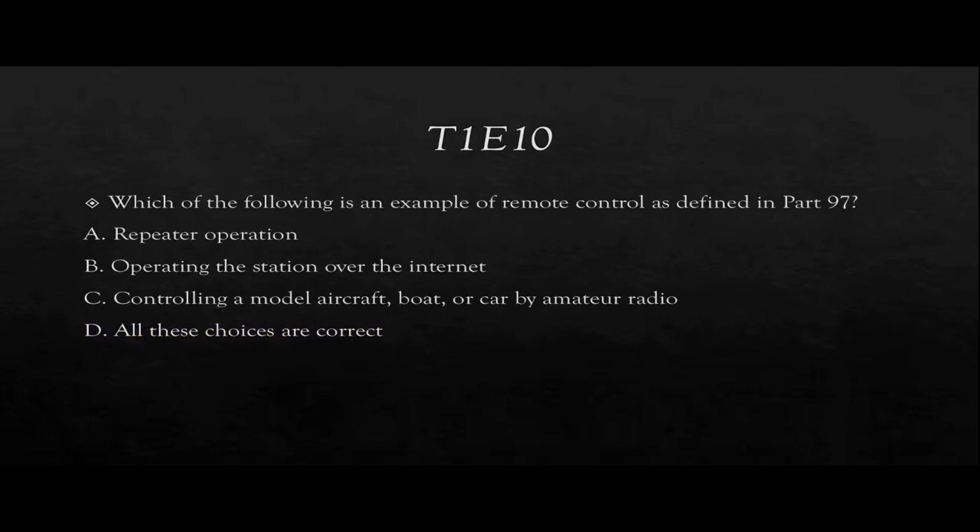10. Which of the following is an example of remote control as defined in Part 97? A. Repeater operation. B. Operating the station over the internet. C. Controlling a model aircraft, boat, or car by amateur radio. Or D. All of these choices are correct. And the correct answer is B, operating the station over the internet.